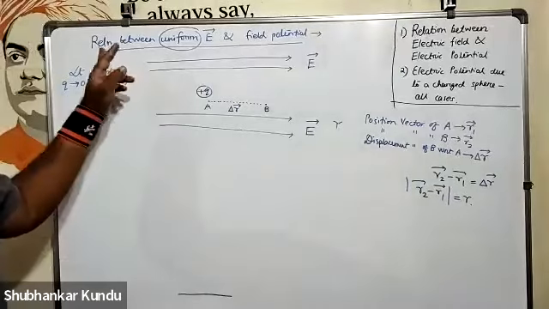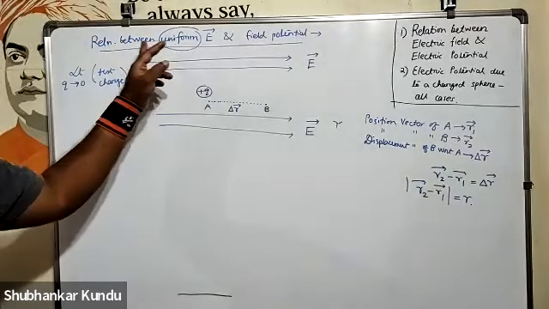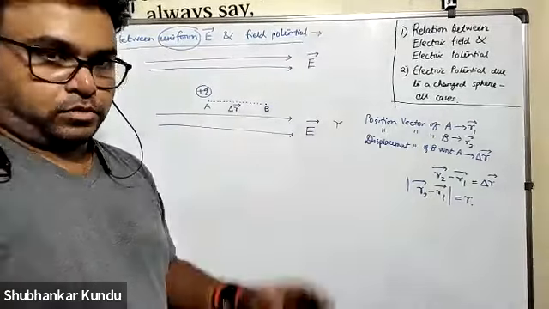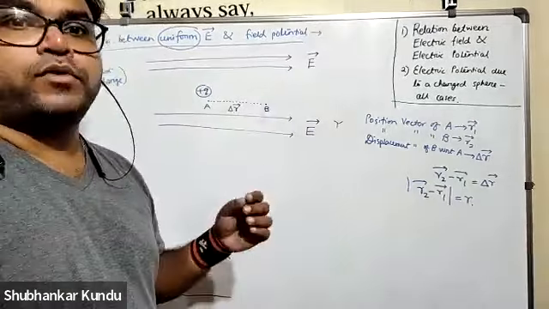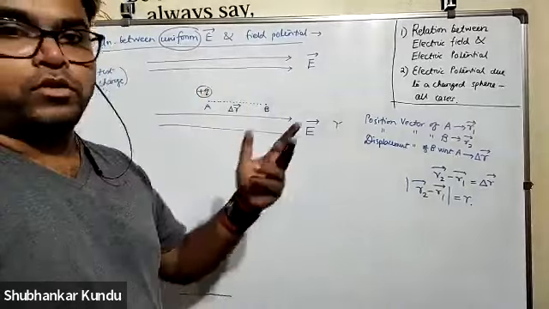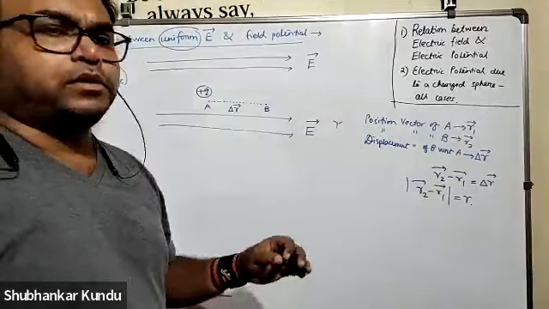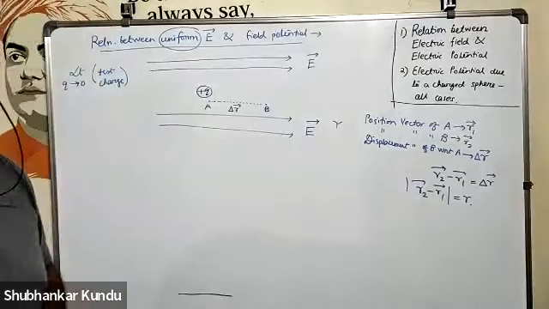What is my motive? My motive is to find the relation between uniform electric field and field potential. So I need to find out the electric field potential first. I need to calculate the electric field potential.